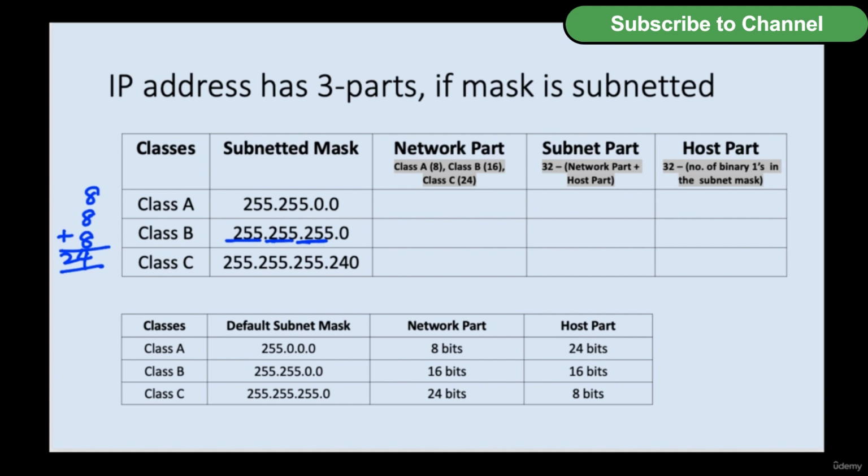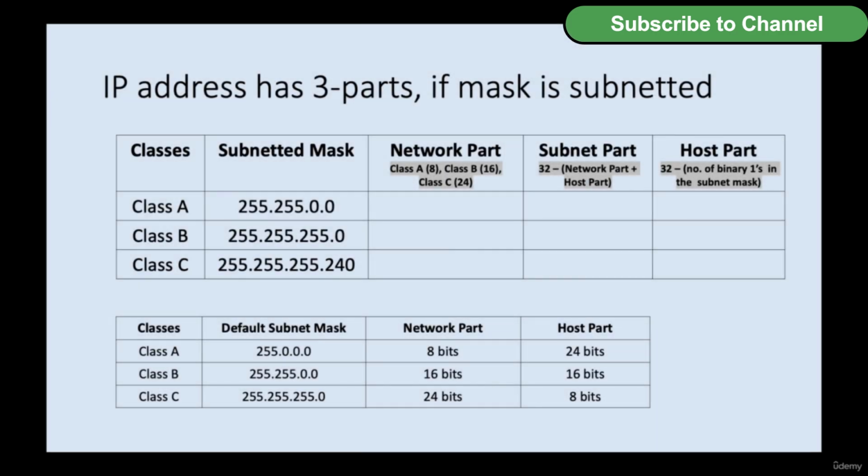The criteria to determine the network part is that a class B IP address has 16 network bits. I have written it here. Then we do the host part, that is 32 minus 24, because the number of binary ones will be 24 in it. The answer is 8. And then the subnet part. The subnet part is 32 minus network part plus host part. So this is the network part, this is the host part. So 32 minus 16 plus 8, the answer is 8. So altogether this 16 plus this 8 plus this 8, altogether this is 32.